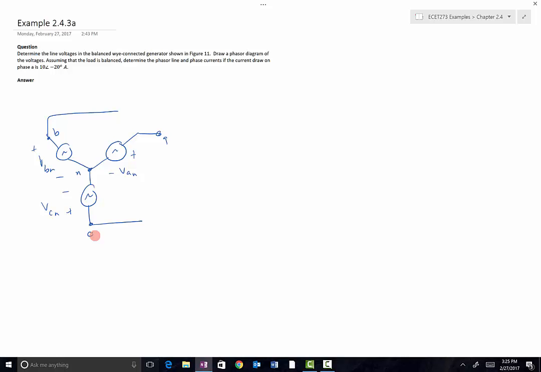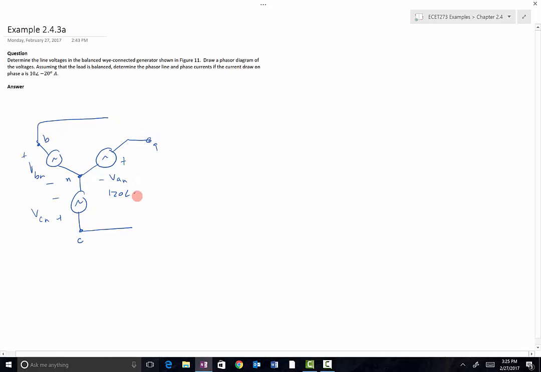In the figure, VAN was labeled as 120 at angle 0 degrees volts. And then this is an ABC phase sequence, so VBN is at 120 at angle negative 120. VCN is at 120 at positive 120. So we've got a phase voltage of 120 volts, ABC sequence, and we were told that the current drawn in phase A is equal to 10 angle negative 20 degrees amps. So these are our givens for the problem.